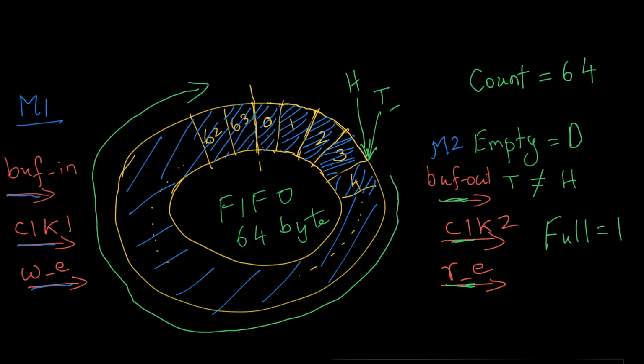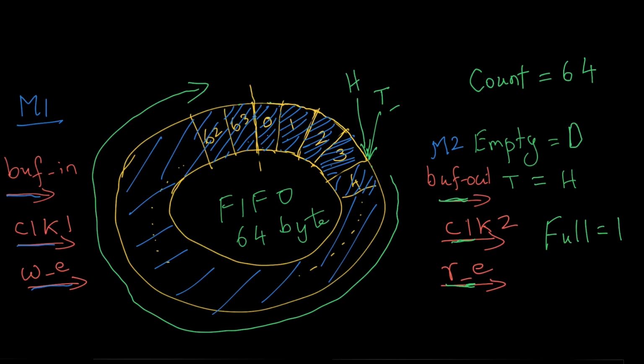So this full flag indicates that all your FIFO locations are written and there is no more place for M1 to write to. So your FIFO is full, and unless M2 reads some data, your FIFO is going to be full and M1 cannot write further into the FIFO. And your tail is again equal to your head. So this is called the full condition of your FIFO. So your head cannot move further unless your tail moves at least one location.